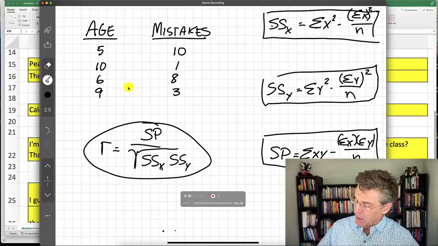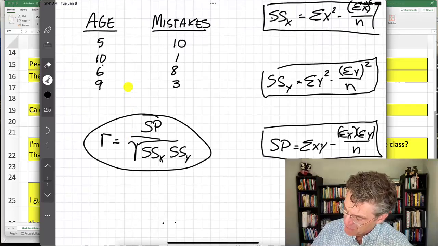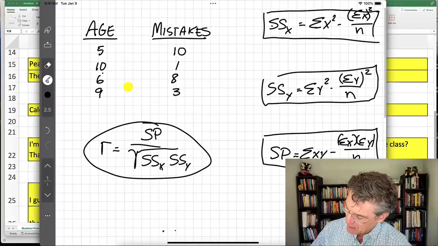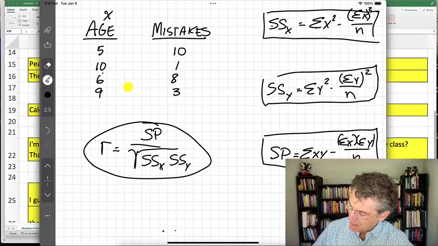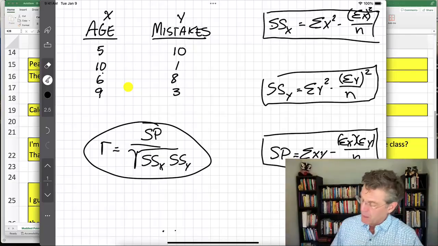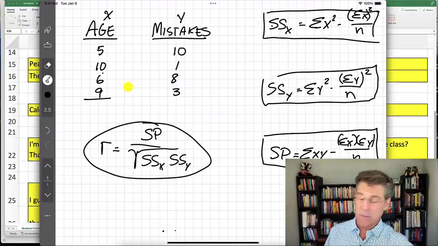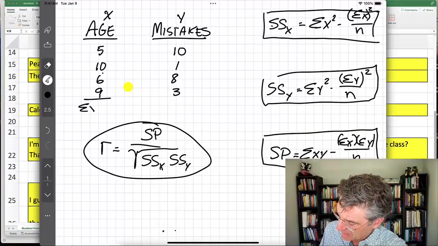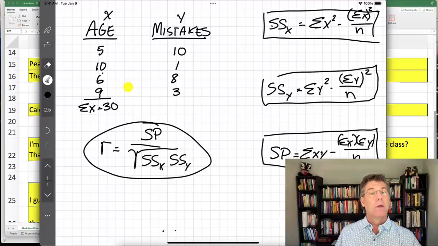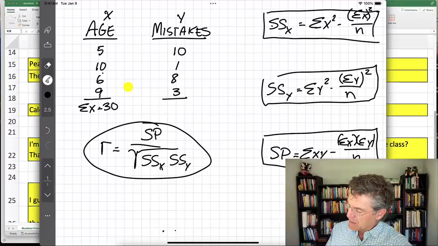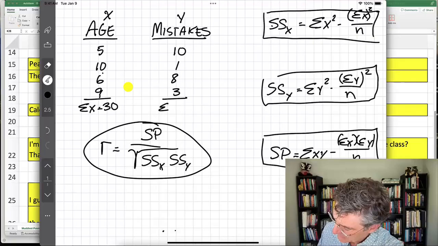All right, so if we think about this first, this age variable, we can think of this as our x variable. So I'm going to put an x above it. And we'll think of our second measurement as our y variable. So I'll put a y above it. So if I add these scores here, 5 plus 10 plus 6 plus 9, technically that is a sum of x. All right, and so that's 15 plus 15, or 30. If I add the mistake scores, 10 plus 1 plus 8 is 19, plus 3 is 22, that technically is a sum of y.